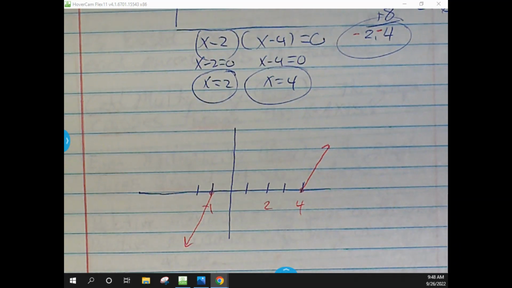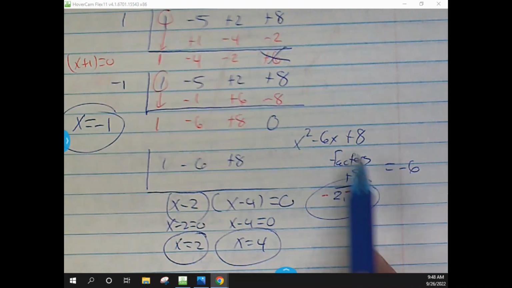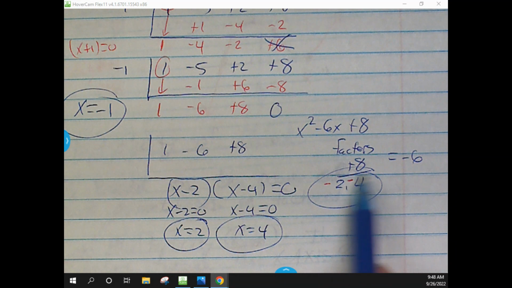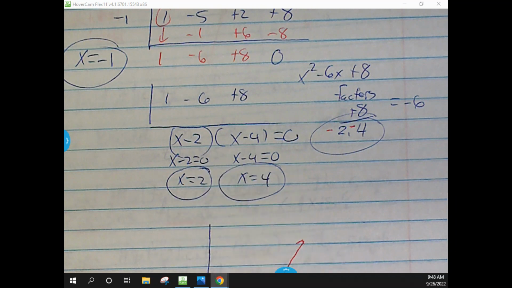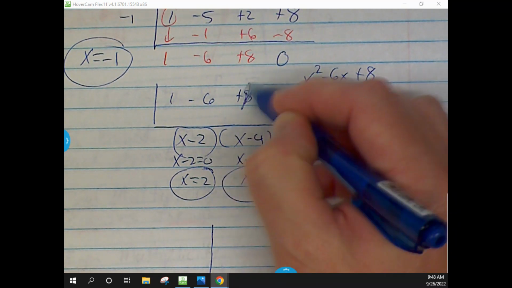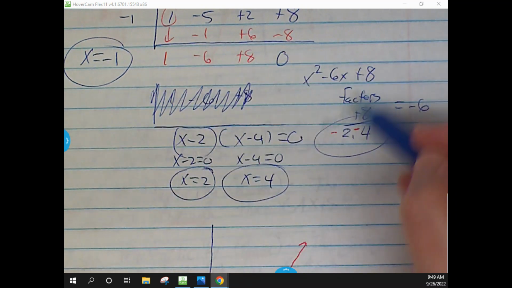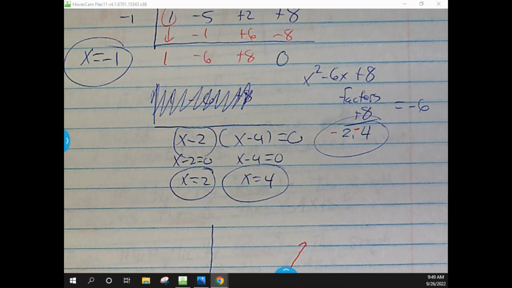Question? How'd you get the... So when we were factoring this part of it off here, the factors of 8 that would equal -6 were -2 and -4. Okay, and then we just set both of those parentheses equal to 0 to get our 2 solutions. So we didn't have to do synthetic division because this thing factored. Now, if this didn't factor, then we'd just go back and keep working synthetic division.